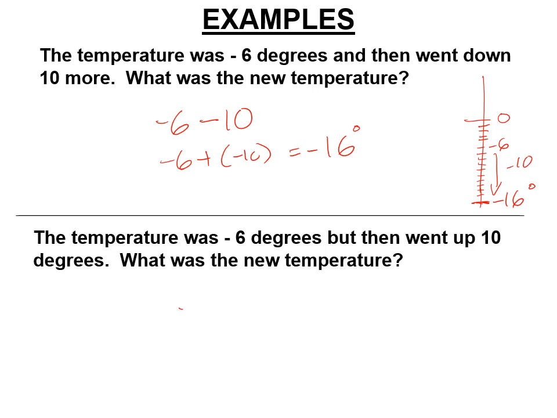The temperature was -6 degrees, but then went up 10 degrees. What's the new temperature? Well, now you're at 4 degrees. So let's show that. Just change colors. So we were at the -6 degrees, but then we went up 10. 1, 2, 3, 4, 5, 6. I don't know if I drew that correctly. 7, 8, 9, 10. You go up 10, you're at +4 degrees. Down is subtraction, up is adding.